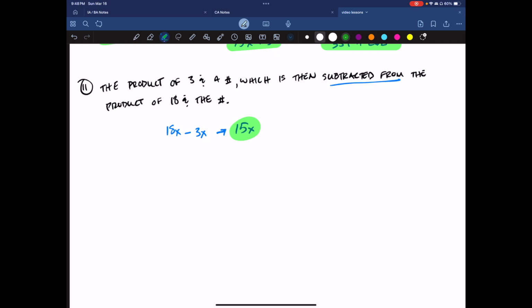Okay. So on Pearson and your homework, this could be a two-step problem where they ask you for the 18x minus 3x first, and then ask you to finish it, like combine like terms. So just be aware of that.